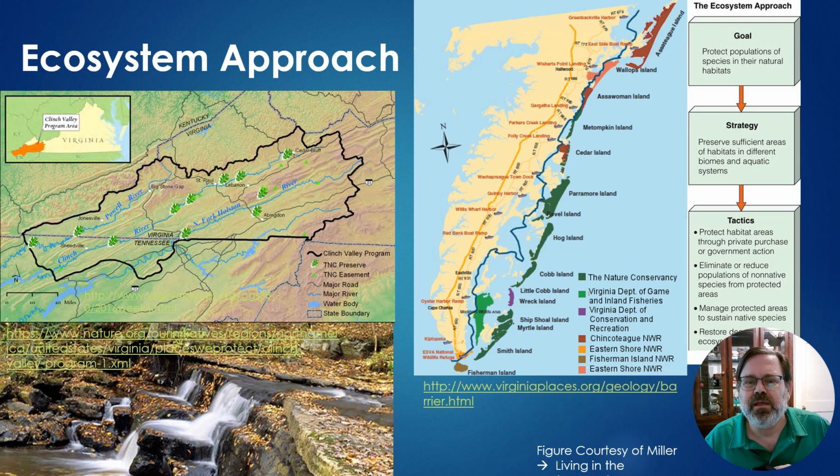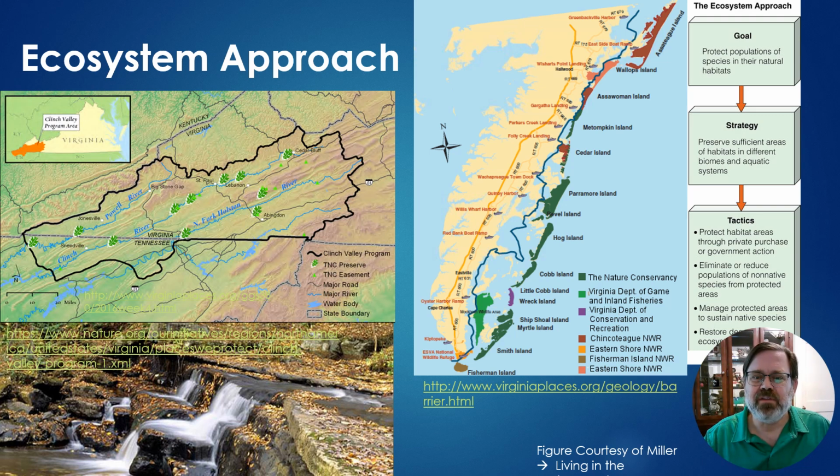On the right-hand side, these are the reserves in the eastern shore of Virginia. So this includes Nature Conservancy reserves in dark green, Virginia state protected areas in purple and in medium green, and then federally protected national wildlife refuges seen up at the top in brown or orange. So this basically sets aside these whole areas.